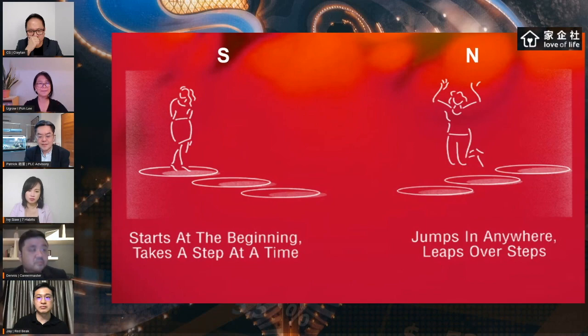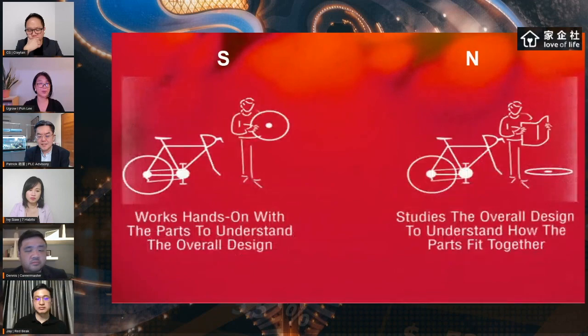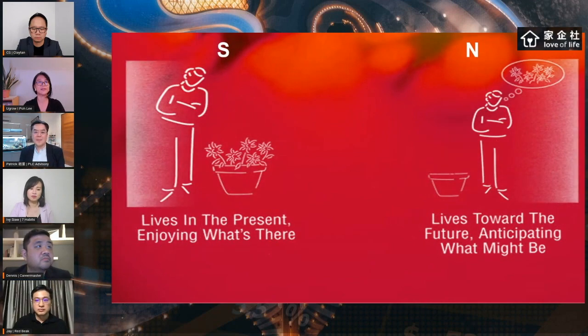So they will start at the beginning, take one step at a time, and by the end they can jump anywhere, go anywhere, okay? And they will work hands-on part by part, and then see the overall, fix the overall. But N is the other way around. Overall first, and then only go to the part. Sometimes they don't even go to the part because they are impatient with the details.